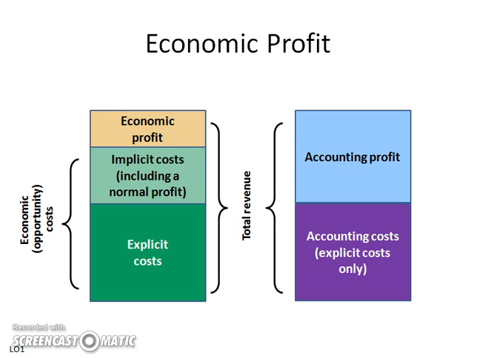If we look on the other side, we see total revenue, which is simply our accounting profit and our accounting costs together. So if we subtract accounting costs from total revenue, we find accounting profit.